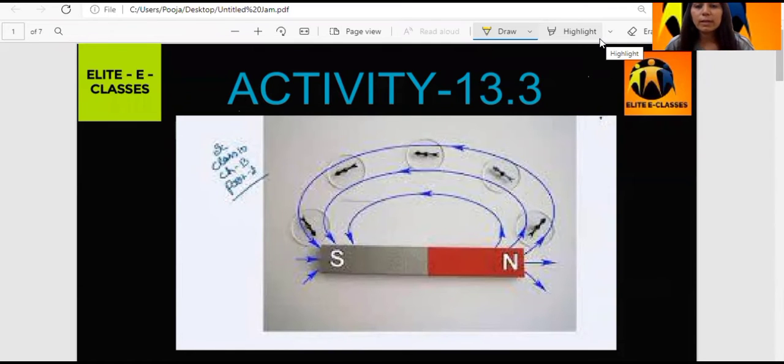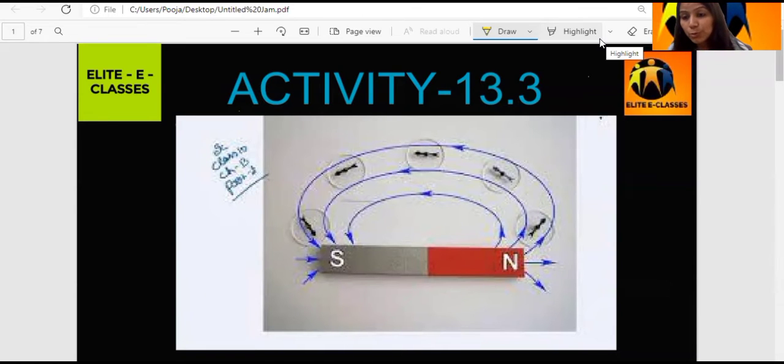So, beta, you have learned about activity number 13.1 as well as 13.2 in the previous video of class 10. In that video, I told you what a magnet is, what magnetism is, and some properties of the magnetic field. After that, we did activity 13.1, in which you saw the deflection of the compass needle, and activity 13.2, in which you saw the magnetic field lines along the bar magnet. Similarly, we will start with activity number 13.3.